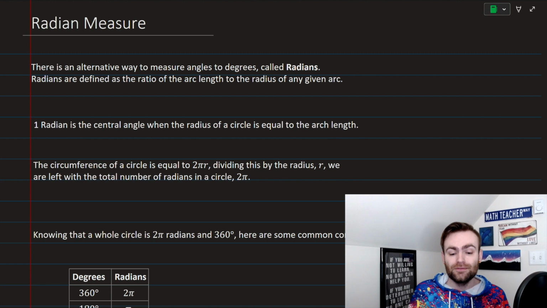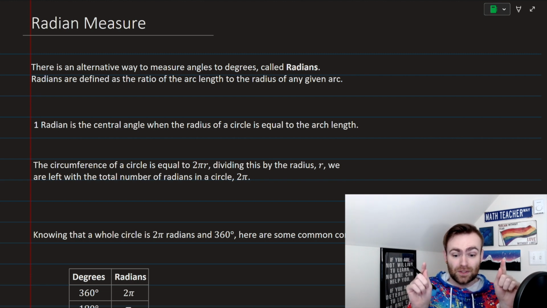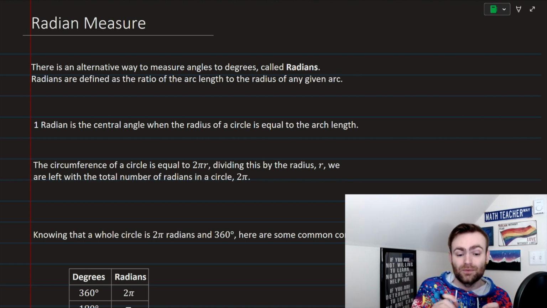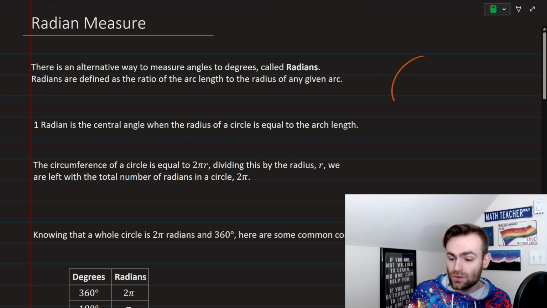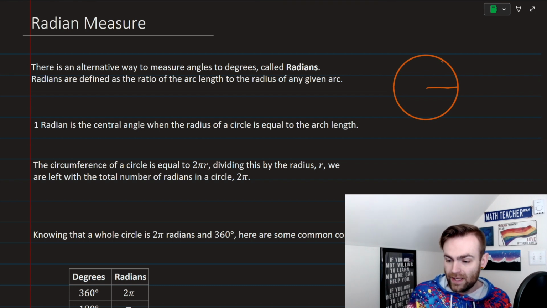Radians are defined by the ratio of the arc length, the length around the circle we want to use, and its central angle of any arc that we pick. So 1 radian is when the arc length is equal to the radius of any given circle. So what does that look like? If we draw a circle and we take a wedge of this, if the arc length, the length along the edge, is the exact same as the radius, then this angle here is 1 radian.